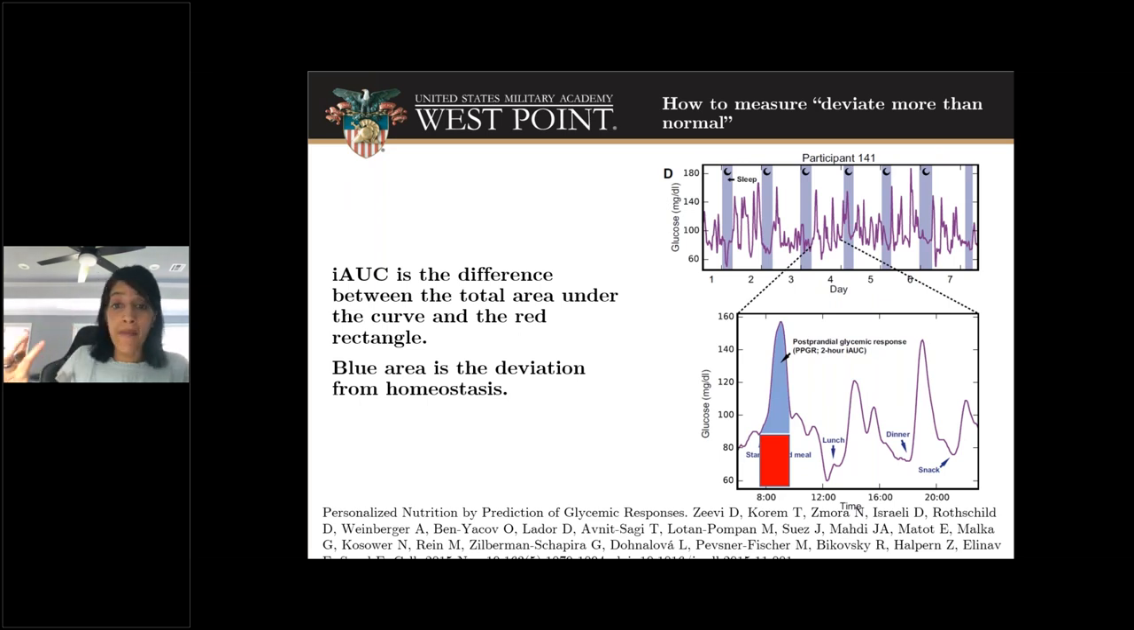So now they have a number. Leah eats a Snickers bar. They run this curve through right after she had the Snickers bar, and then they calculate this blue shaded area. And the expectation, which they found, is if I eat a Snickers bar, my deviation is going to be probably different than hers. I'm a different person. And you do see a lot of heterogeneity in these curves for different people, which was also shown in the Zeevi study. It's fascinating.